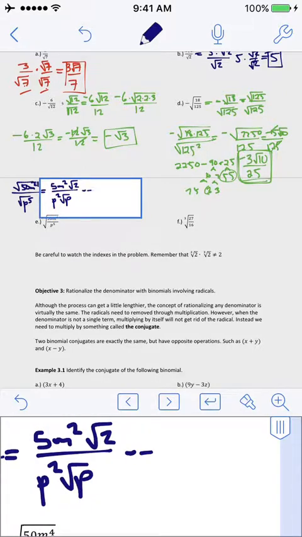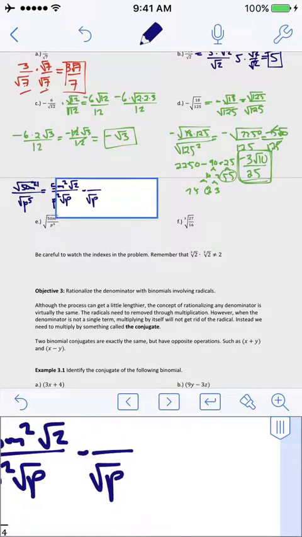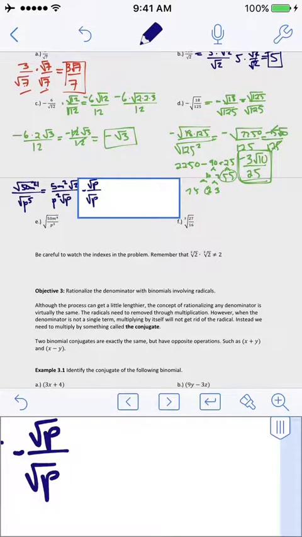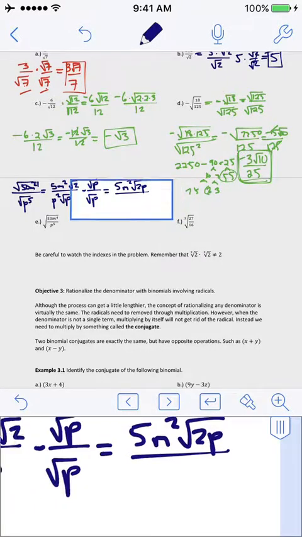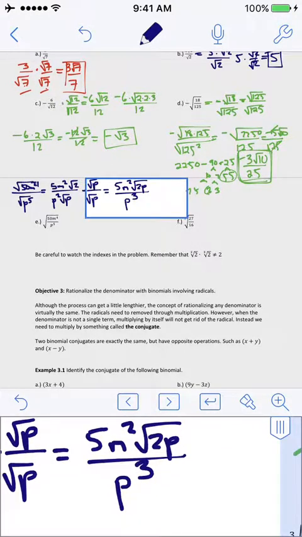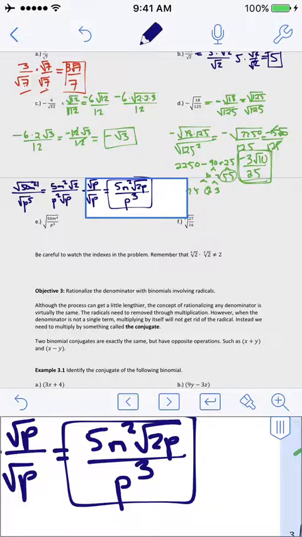Now I only need to multiply by root p, not root p to the 5th, right? So now I can do that on the top. I get 5m squared root 2p over root p times root p, which is going to be another p cubed. And nothing cancels because one p is under the radical, one's not. So that's my final answer. So try simplifying first. See if that'll help you out.